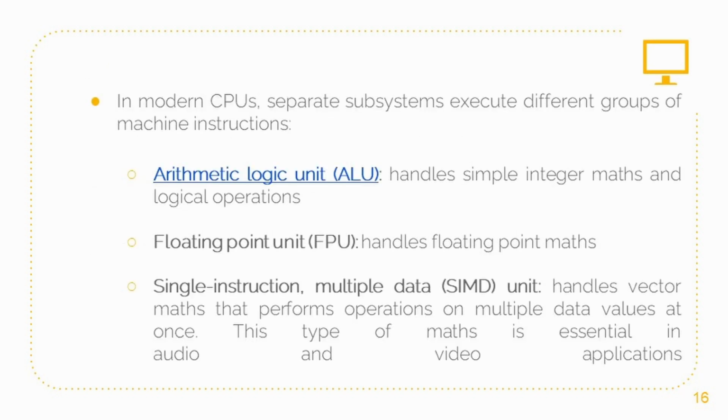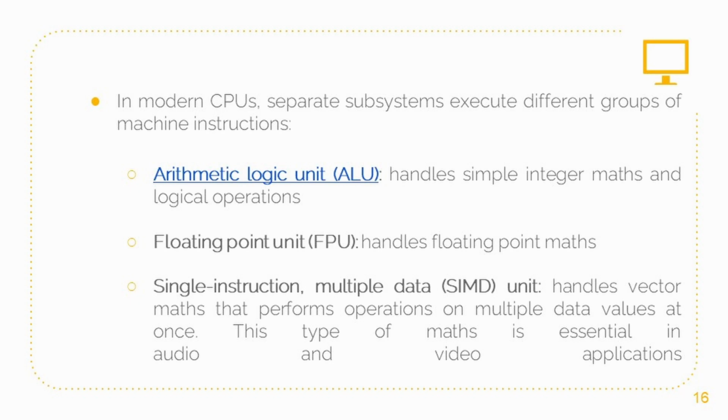Modern CPUs are equipped with specialized subsystems, each optimized for handling specific types of machine instructions efficiently. These subsystems include 1. Arithmetic Logic Unit (ALU). The ALU is responsible for performing basic arithmetic operations, such as addition, subtraction, multiplication, and division, and logical operations, such as AND, OR, XOR, and NOT, on integer data. It operates on binary values stored in registers and performs calculations based on the instructions provided by the CPU.